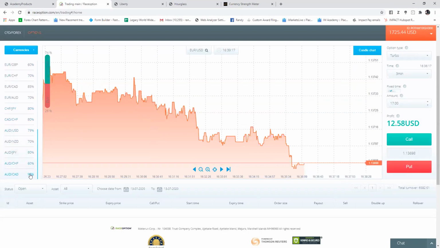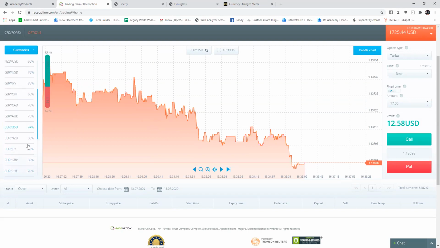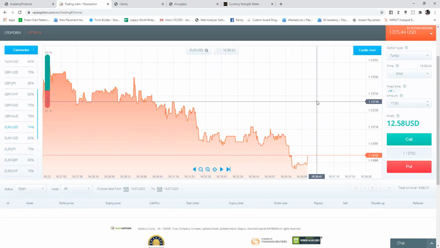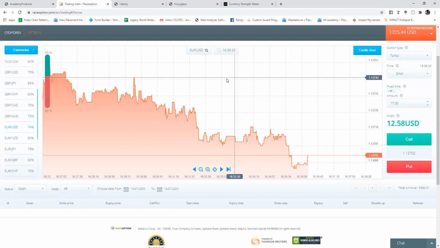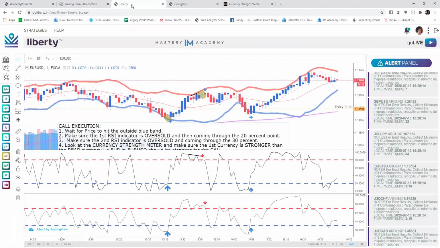So AUD, CAD is 90%. Me personally, I don't go anything below 70% when I'm trading in the market, okay? So we're going to stick with this one right here. So we're going to do a 3-minute trade when using this strategy. So when using Liberty with Hourglass, we use 3 minutes, okay?